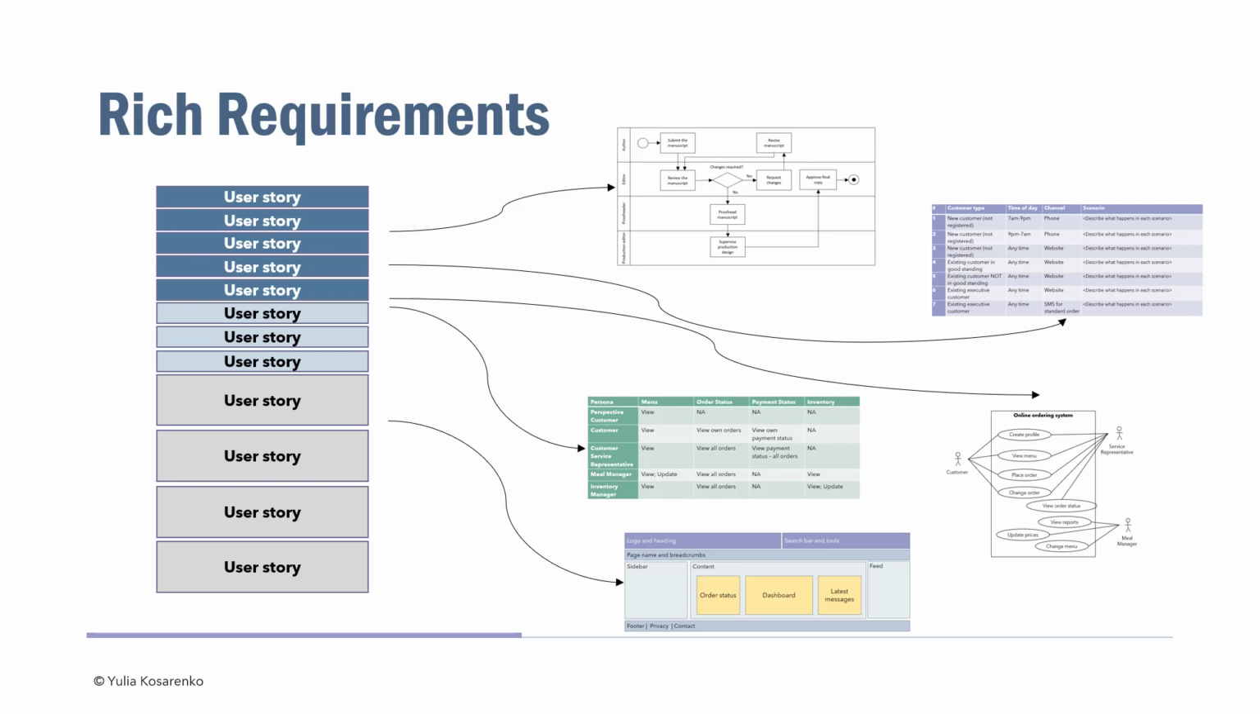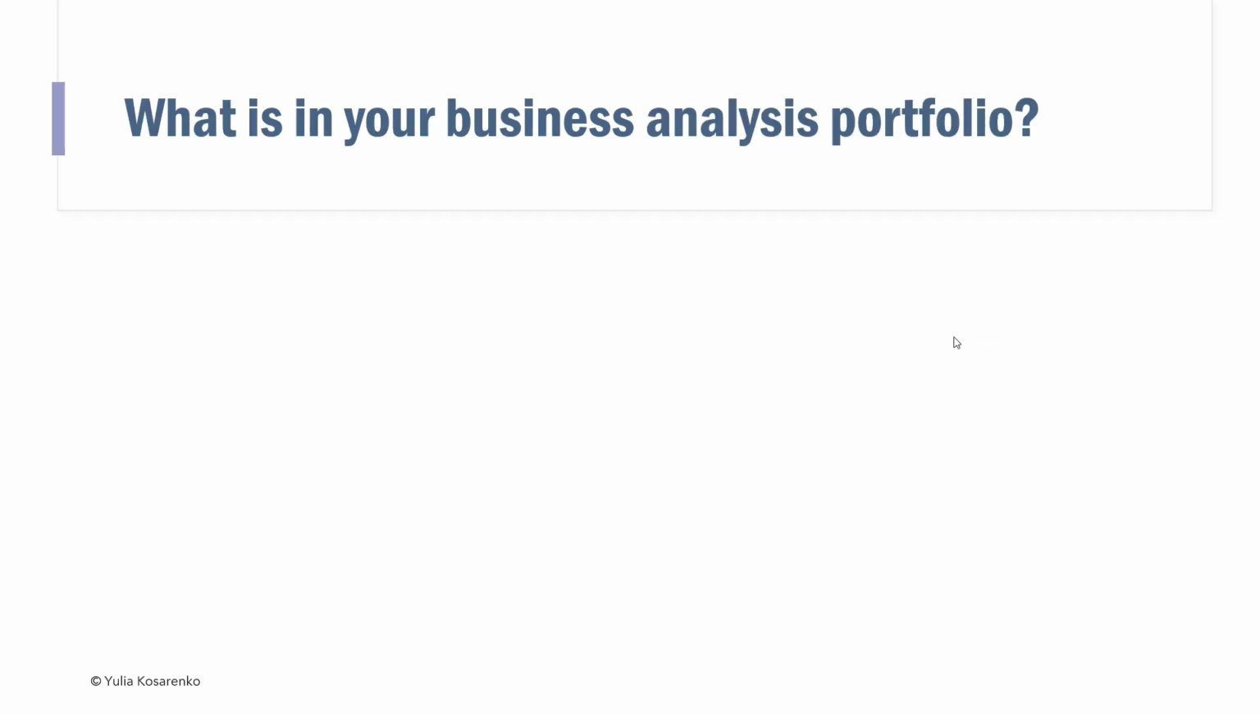That's not true. You can link your user stories to diagrams. You can link multiple user stories to the same diagram or map and reflect that you need multiple user stories to just implement a change in a certain process, right? You can link your user stories to matrices and storyboards and mockups. And again, it makes your backlog richer and easier to understand, and it helps you to make higher quality and more complete requirements. So that leads me to just asking you, what is in your business analysis portfolio?